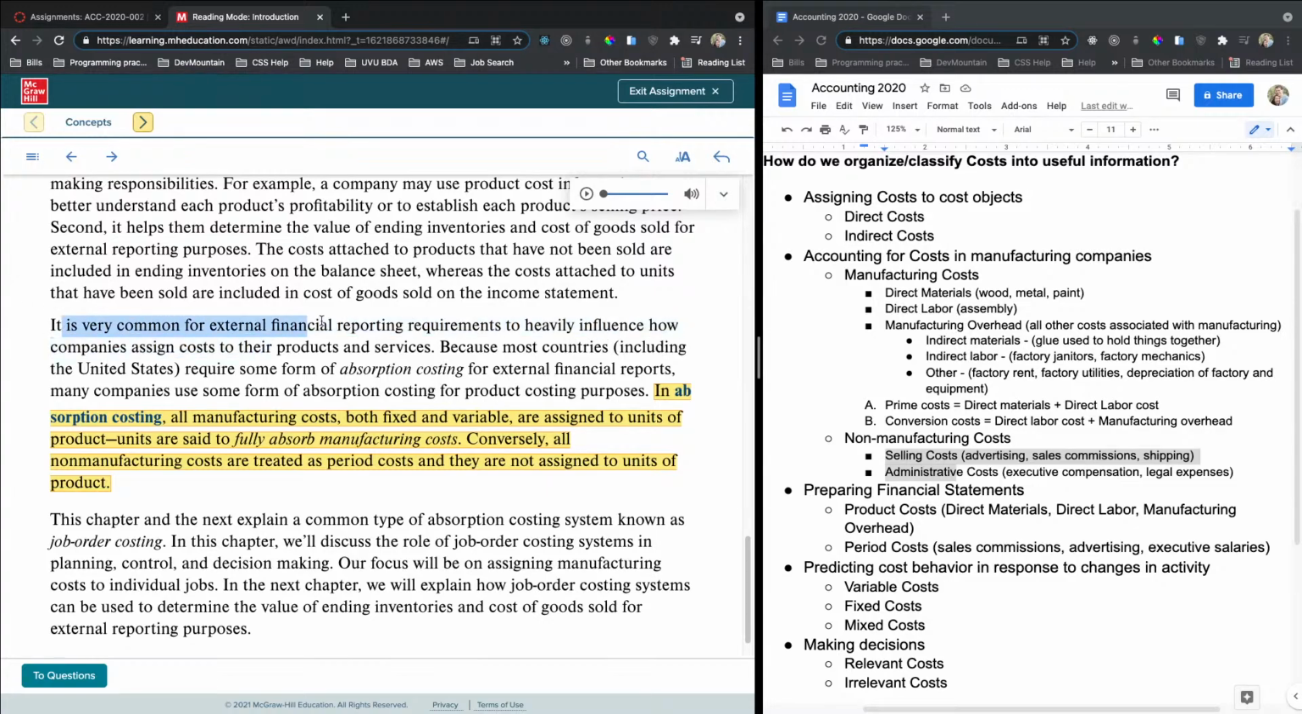It is very common for external financial reporting requirements to heavily influence how companies assign costs to their products and services.